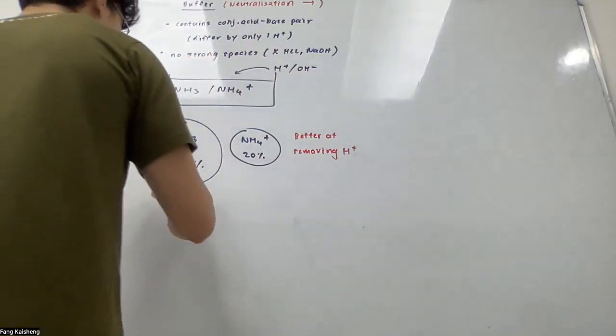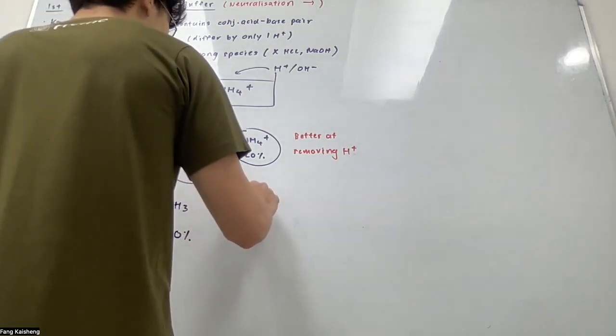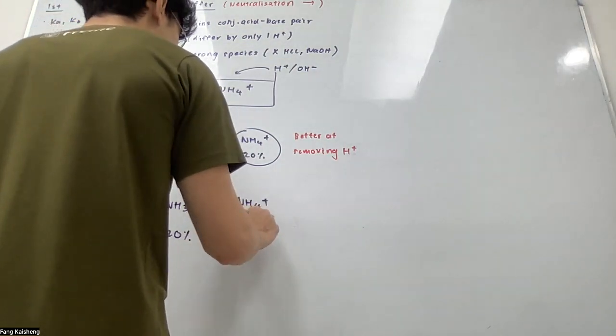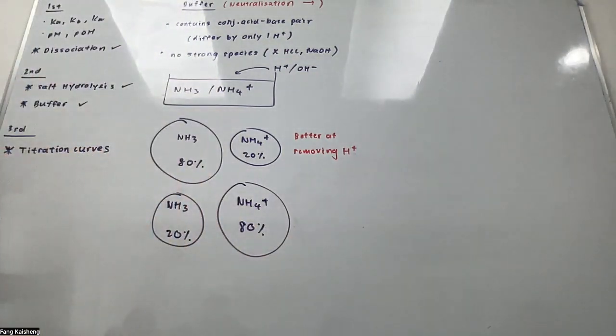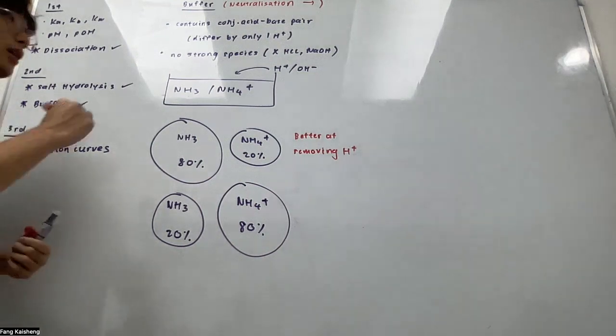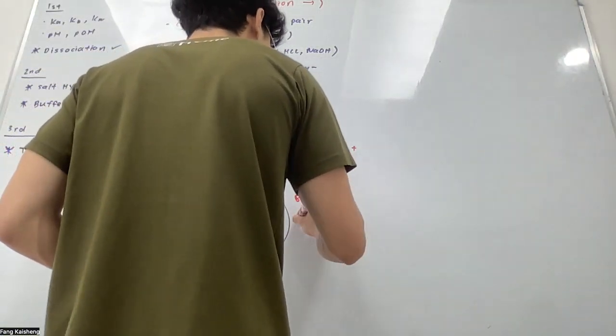Conversely, I can always switch the conversation around. I can have 20% NH3 and 80% NH4 plus. And I'm pretty sure you all know what the answer is already. What's the buffer better at removing? Okay, OH minus. Just draw this in because sometimes you all might forget what this segment is trying to ask for.